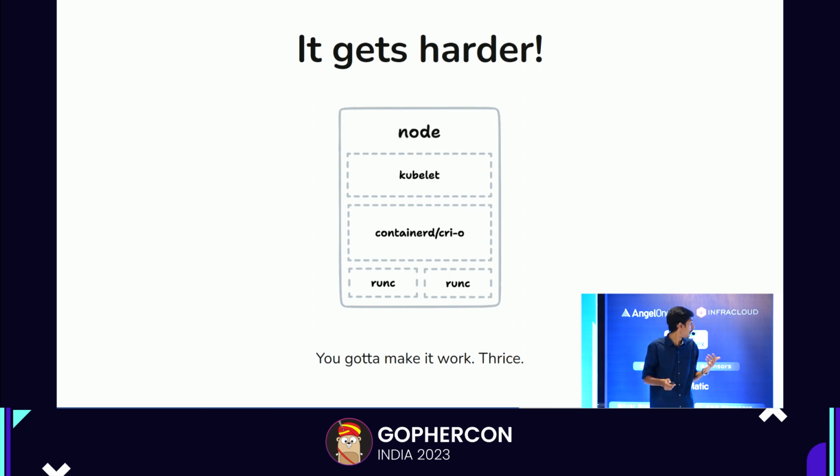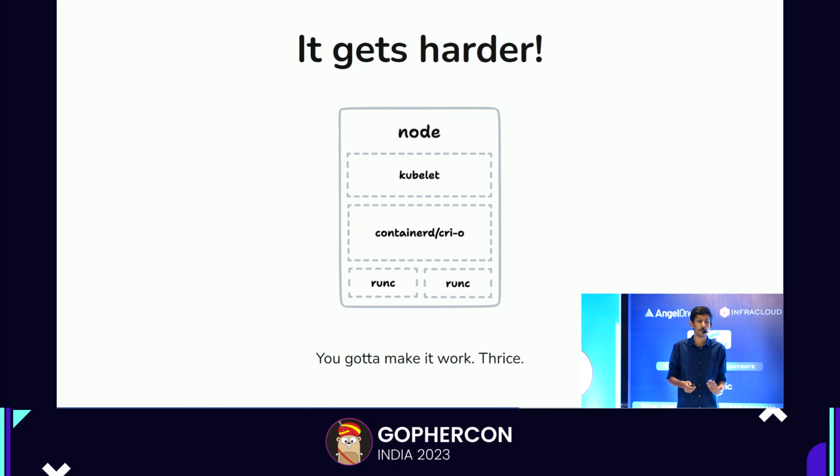So this is the structure of a typical Kubernetes node. You have the node itself, which is one system, and then you have a kubelet, which is the node agent for Kubernetes.